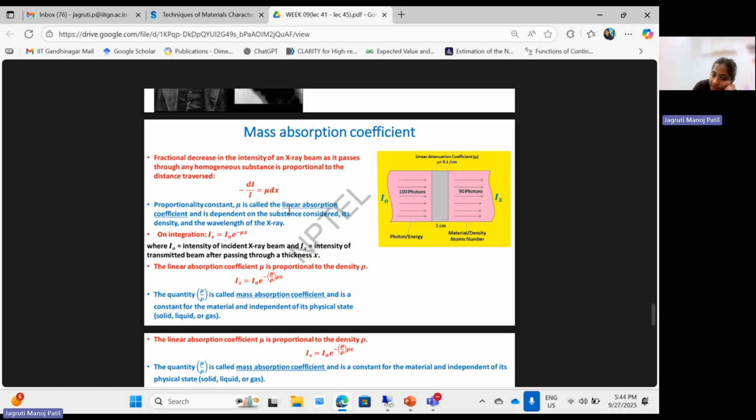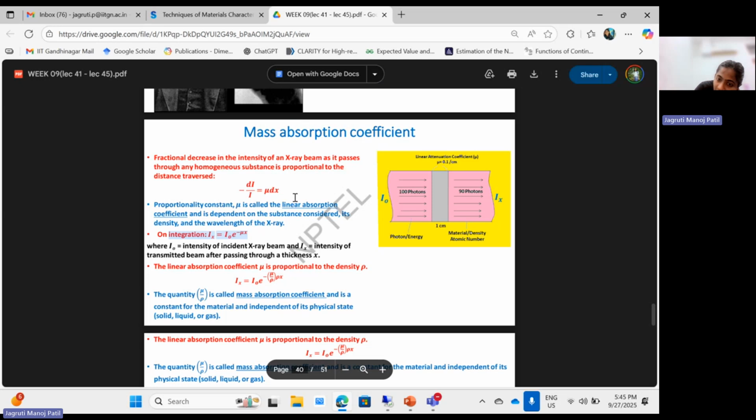It's dependent on the material characteristic, also the density and the wavelength. So if you have a mass or a mass density, both terms would be varied. There's only a factor of density in those cases. So on integration, what you have is like this. Now, if you integrate this term, you'll have a log here. If you take that log to the other side, you get an exponential. So this is how it's written.